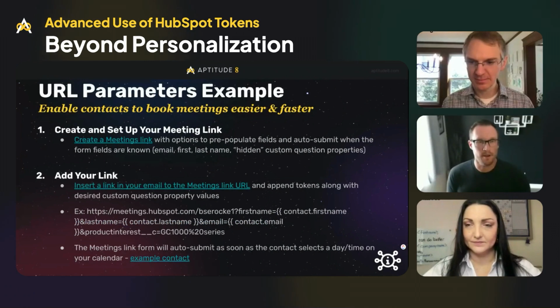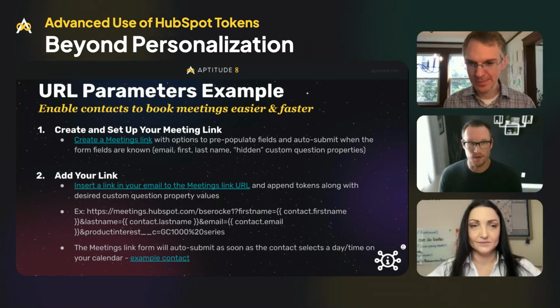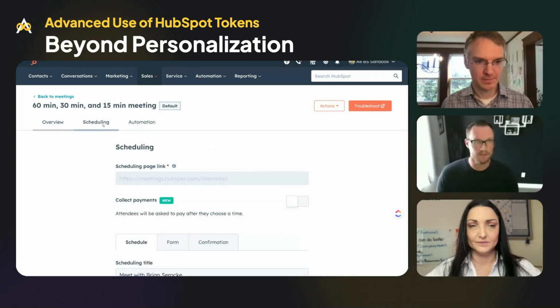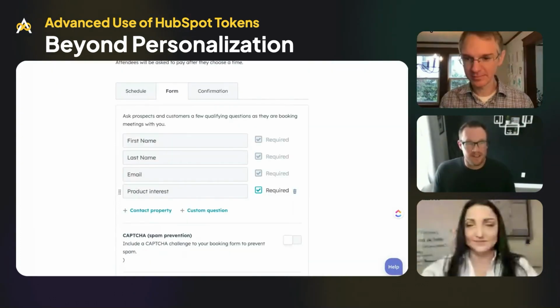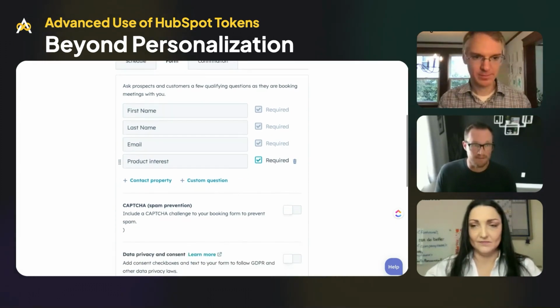Also thinking about URL parameters and thinking about that meetings link piece. When you are creating a meetings link, you obviously can pre-populate fields and you can auto-submit them when they're known. But what happens when you have, say, a custom field in your form? And here's a sample meetings link. So let's say that we added a custom field for product interest to this meetings link form. Obviously, there's no way for us to make this hidden, right? Say we wanted to pass a value for this or something like that. And we don't necessarily want to leave it on there for the contact to have to fill out.